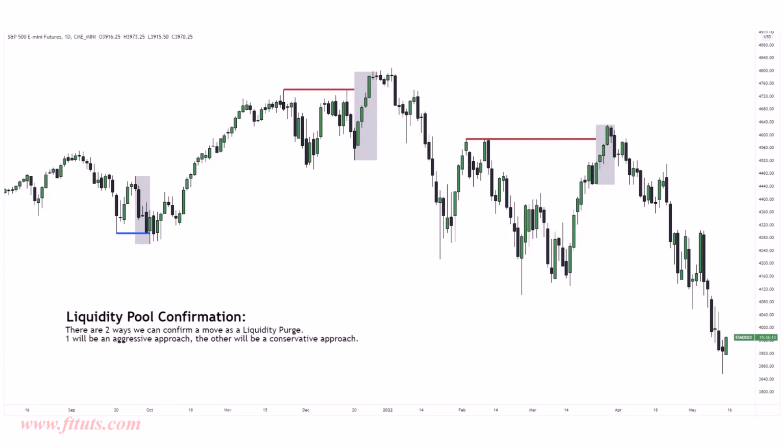So when a liquidity purge happens, how do we confirm that's actually a liquidity purge? There's two ways. One will be an aggressive approach, and the other will be a conservative approach. It depends on what style of trading you like. What type of trader are you? Are you an aggressive trader, or are you a conservative trader? An aggressive trader might have more trades, yes, but the win rate of those trades might be significantly less when compared to someone that's more risk averse and conservative.